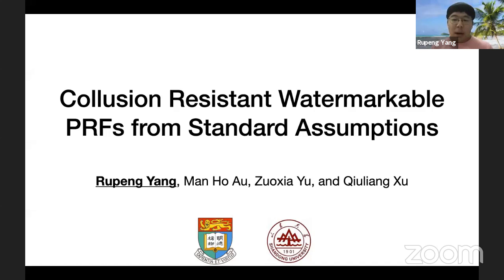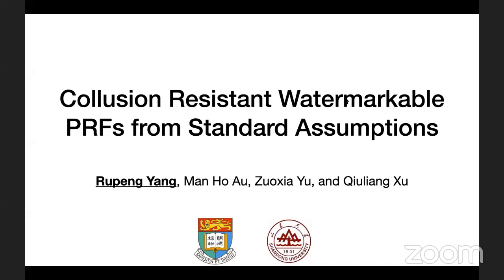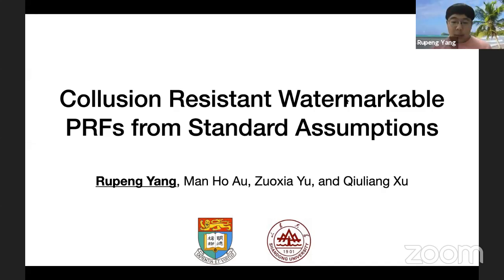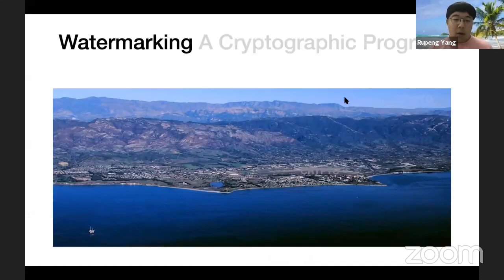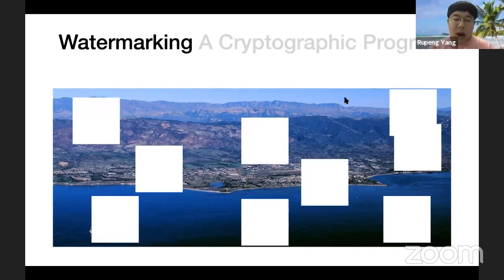Today, I'm going to talk about how to construct collusion-resistant watermarkable pseudorandom functions from standard assumptions. This is based on joint work with Manhou Ao, Zuo Xiayu, and Qiu Liangxu. A watermarking scheme can embed some information into a digital object without changing it too much. Also, it should be hard to remove the embedded information from the watermarked object without damaging it.